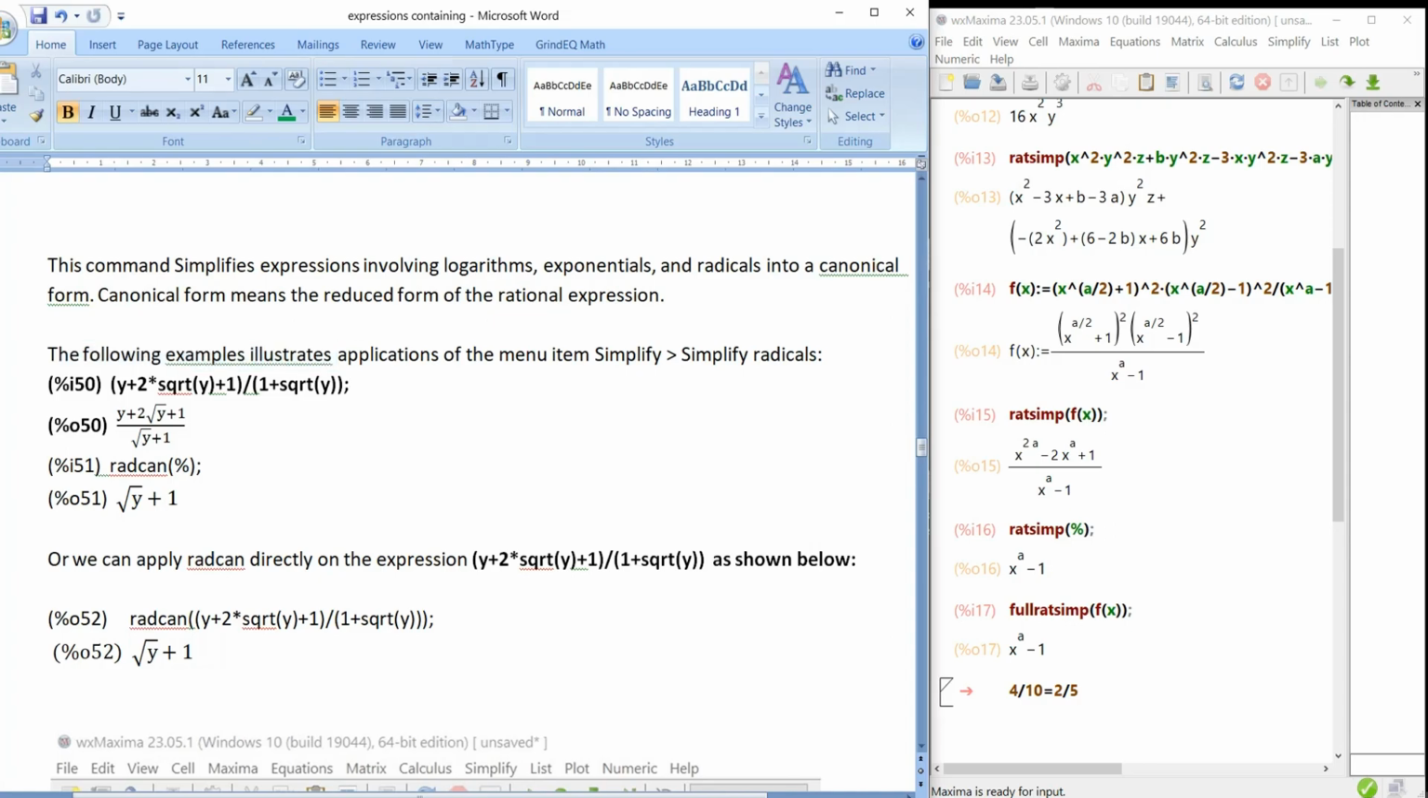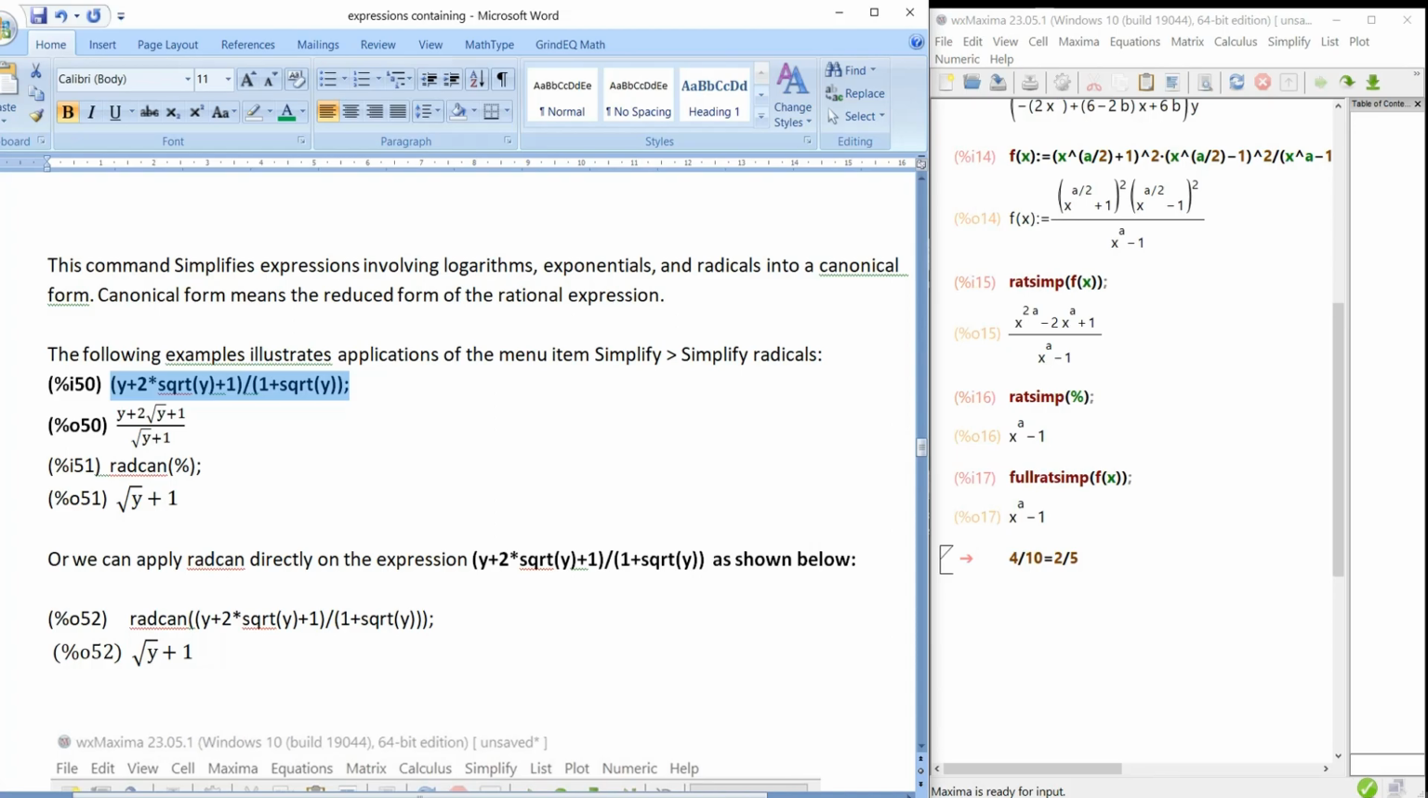Now we are dealing with some examples to illustrate the use of the simplify radicals option. So here we take this example. I have copied it and I am going to paste it in the interface of wxMaxima. Here it is. I have taken this function, and when I press shift and enter key, we are given this output: y plus 2 root y plus 1 upon root y plus 1.